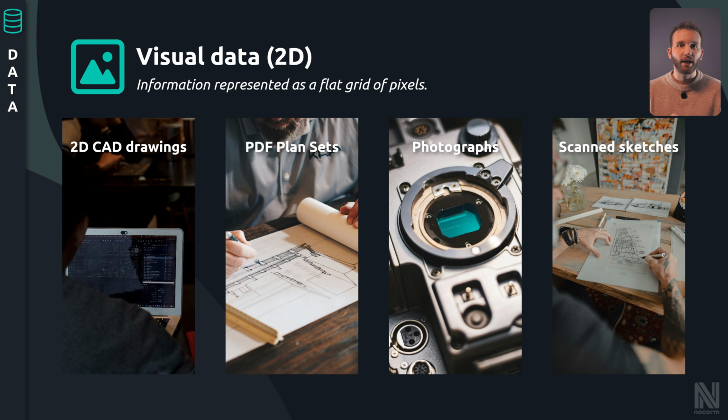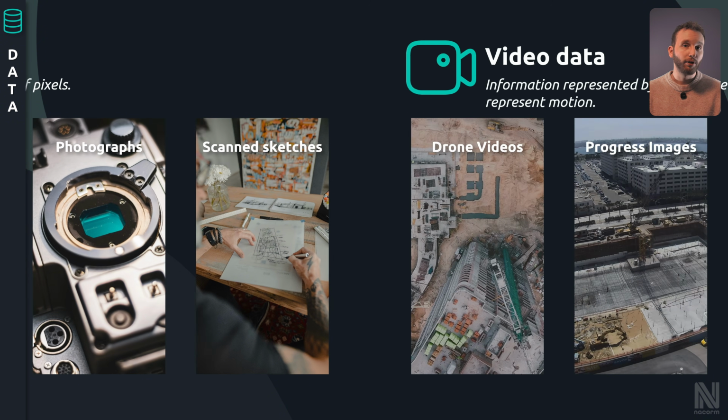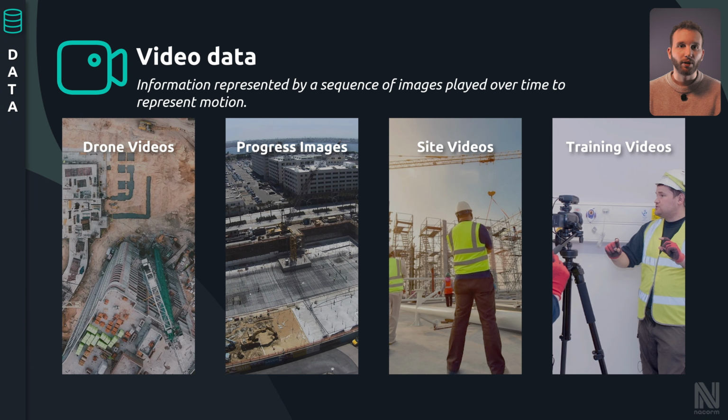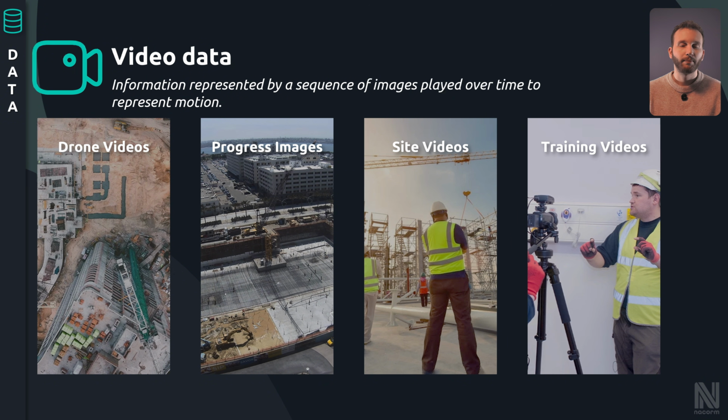This includes 2D CAD drawings, PDF plan sets, photographs, and scanned sketches. Video takes this further by adding the dimension of time. Drone footage, progress images, site videos, and training recordings all fall into this category. Both are powerful sources of information, but they're unstructured by nature and require computer vision techniques to extract meaning.